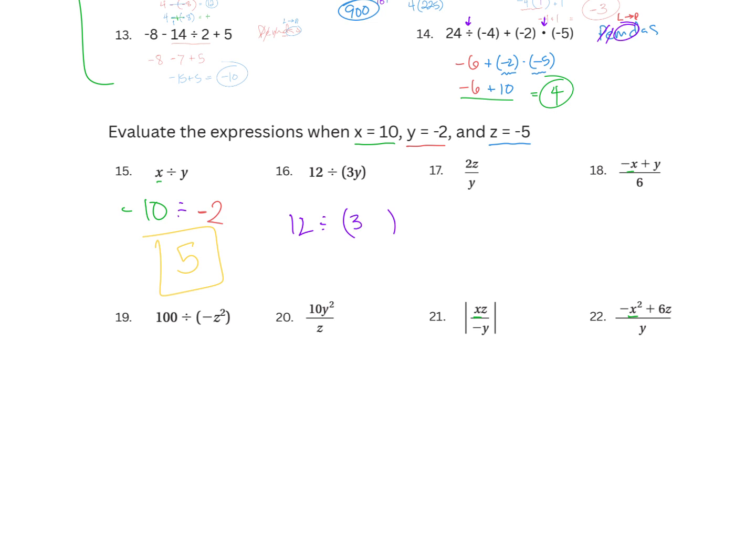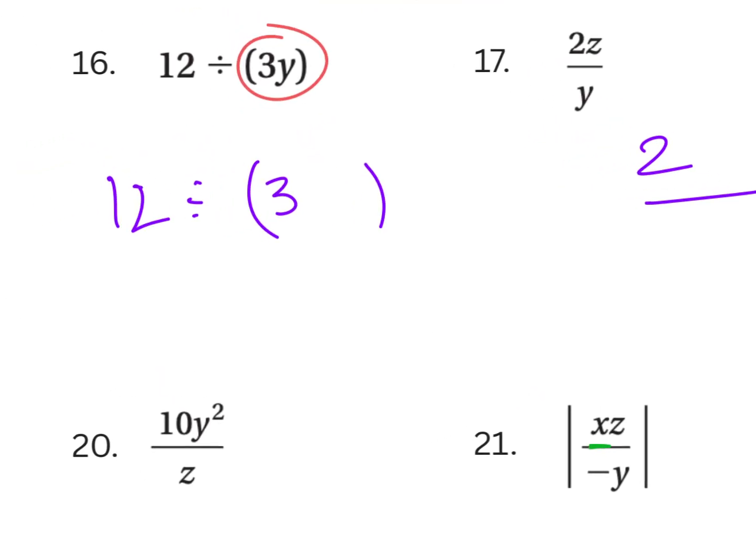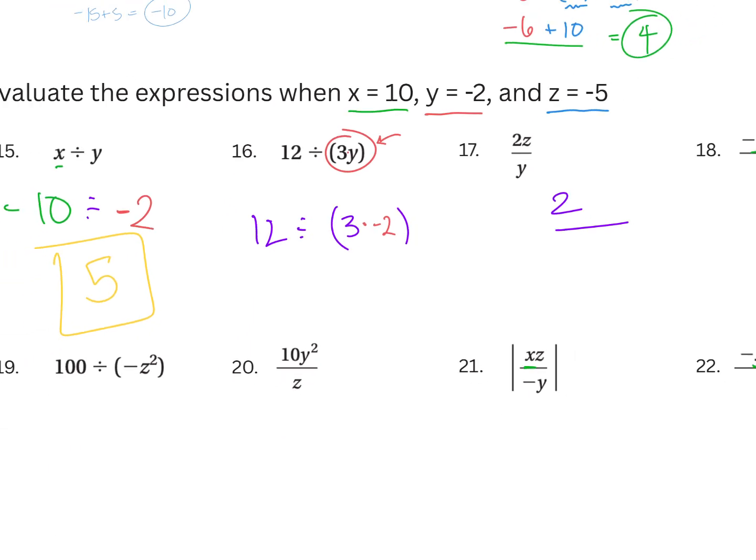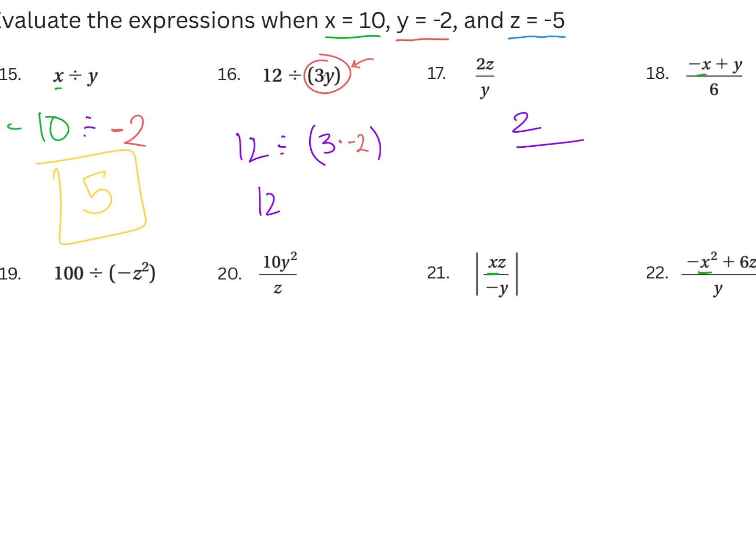3y. I'm going to try and keep everything original in purple. And then y is, let's see, that's -2. So what exactly is going on here with these two? They are multiplying each other. This is like saying I have 3 y's, and when you have 3 of something, you multiply, okay? So 12 divided by -6. And 12 divided by -6 equals -2.